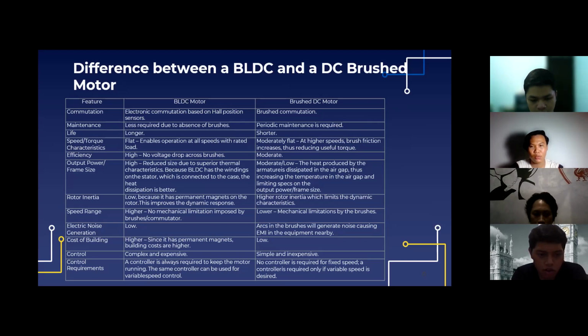Control requirement on the PLDC motor is that a controller is always required to keep the motor running. The same controller can be used for variable speed control. But on the brush DC motor, no control is required for fixed speed. A controller is required only if variable speed is desired.